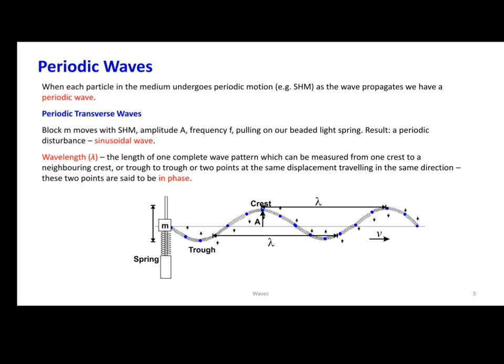The distance between two points that are exactly the same distance from our mean position and moving with exactly the same speed is called the wavelength. The wavelength is also the distance between two crests or two troughs. So that's a trough. The key thing about the wavelength is the two points are in phase.